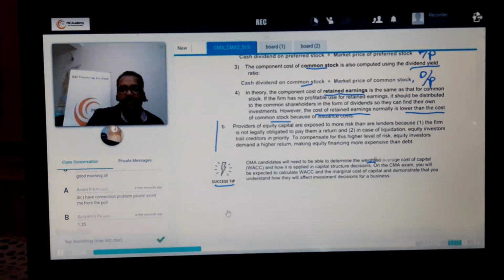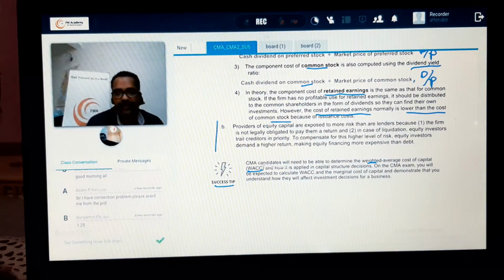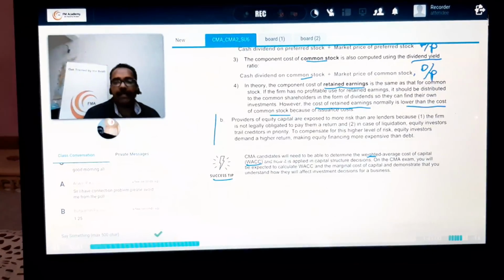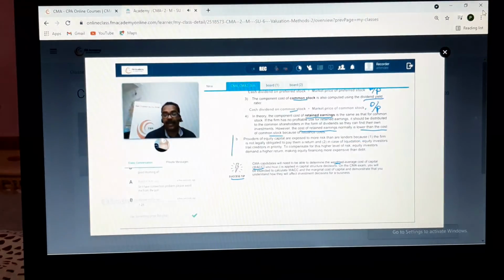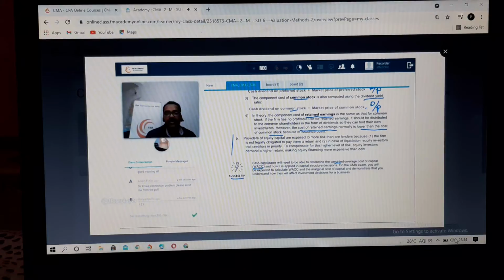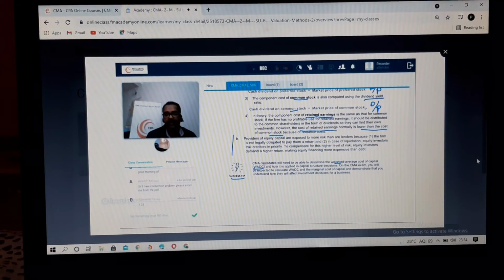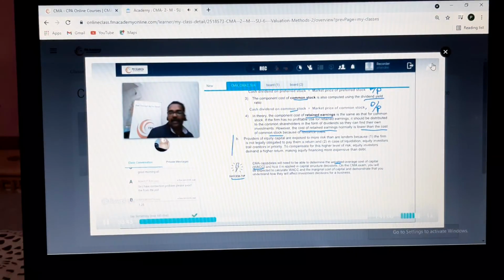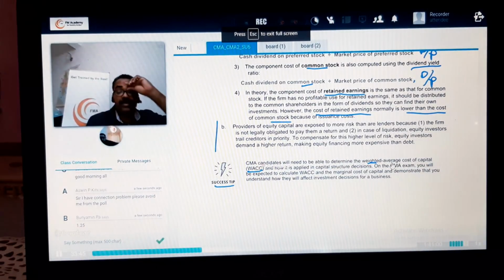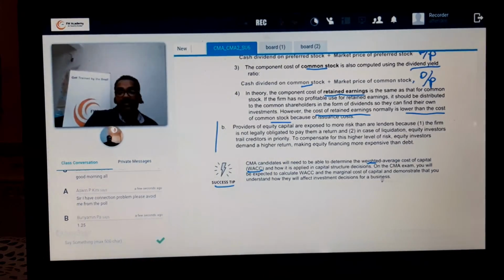Weighted average cost of capital, called WACC. Now we are going to learn it, and how it is applied in the capital structure decision. On the CMA exam, you will be expected to calculate the WACC and the marginal cost of capital and demonstrate that you understand how they will affect investment decisions for a business.